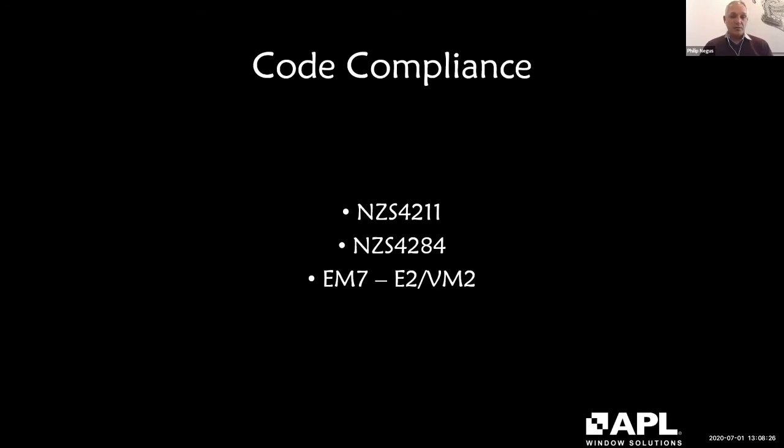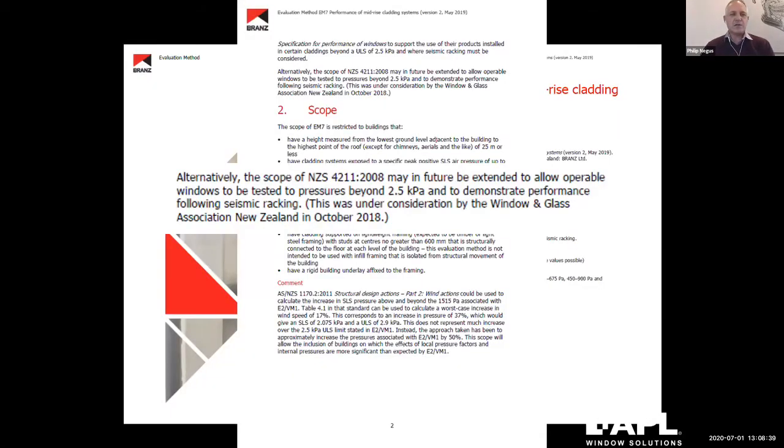The other code that was just recently added, or compliance, was EM7, which is actually a cladding test, E2VM2. But it actually does relate specifically to apartments or buildings that are under 25 metres in height. So the reason why I thought this was relevant was because it does actually have quite a profound effect on window systems or material selection as far as the exterior facade.